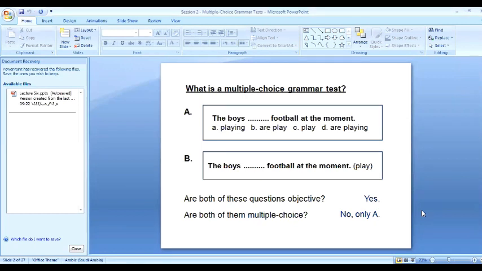If you see here, A: The boys dash dash football at the moment. A, playing; B, are play; C, play; D, are playing. B: The boys dash dash football at the moment, and in brackets there is the word play. Are both of these questions objective? Yes, both A and B are objective. But are both of them multiple choice? No, only A is multiple choice. B is not multiple choice.